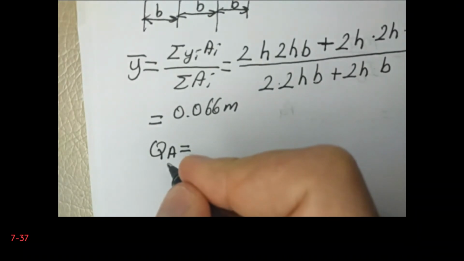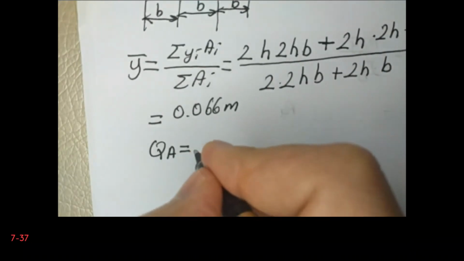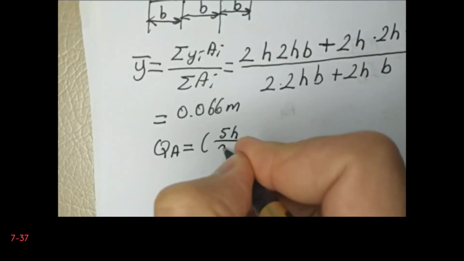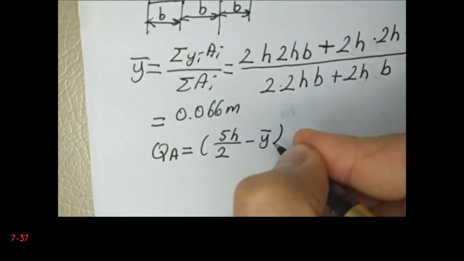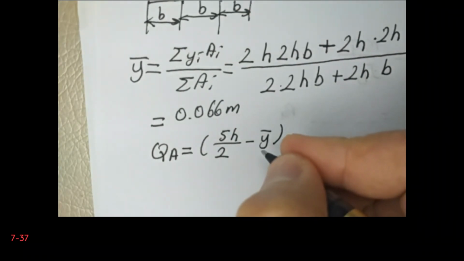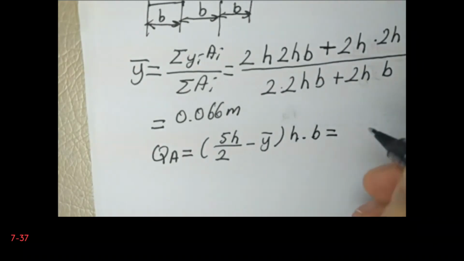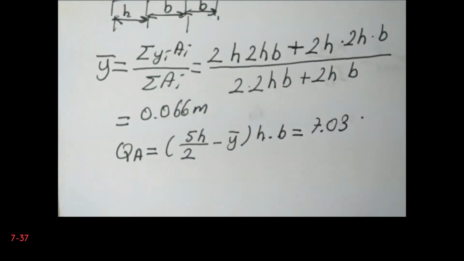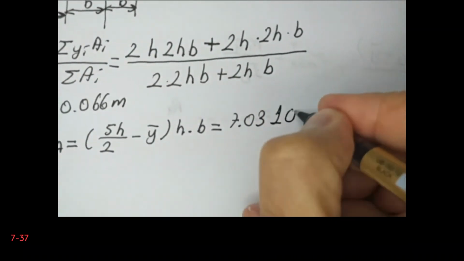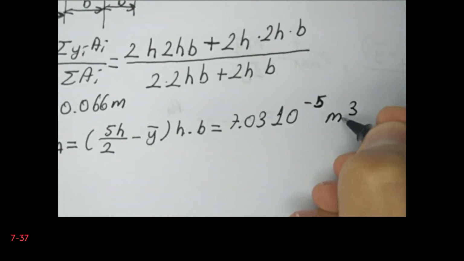Now, the area above this point has a centroid of 5h divided by 2. This is the centroid of the area above point A, minus y bar, the distance to the neutral axis, multiplied by its area. Area is h times b. And the value that we are going to have is 7.3 10 to the power minus 5 meter to the cube. So this is QA.